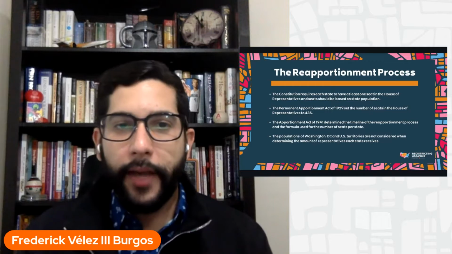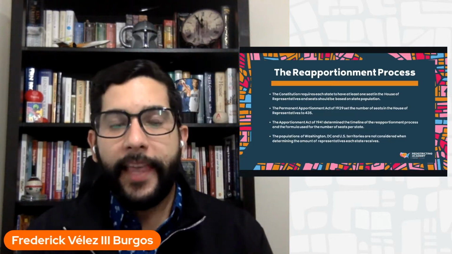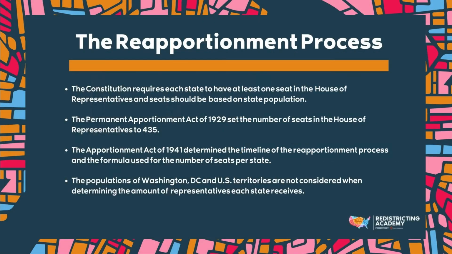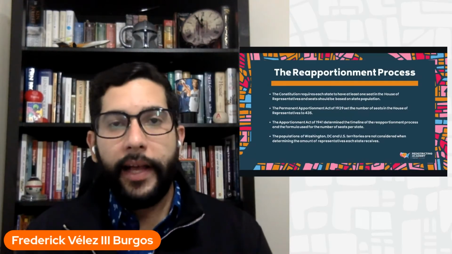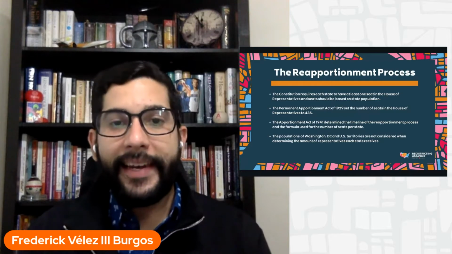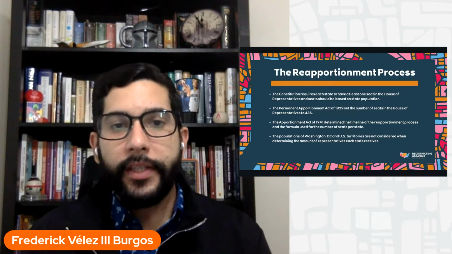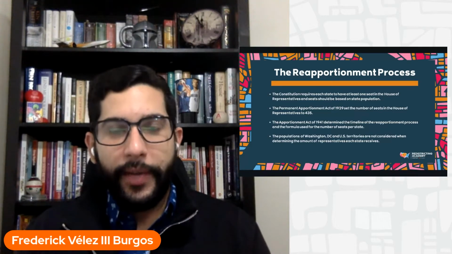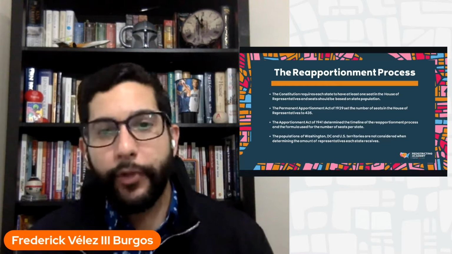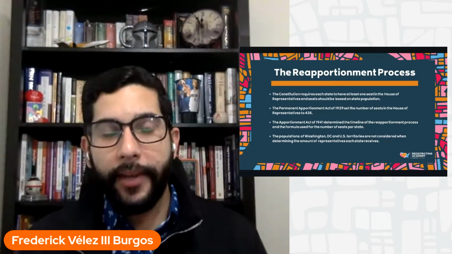But what does the process look like? First of all, the Constitution requires that each state have at least one seat in the House of Representatives, no matter their population. So if a state had 50,000 people, they would still have at least one representative. After that, each state has a seat, numbers 1 through 50, and seats number 51 to 435 are the ones that are divided. They are divided based on the state population.